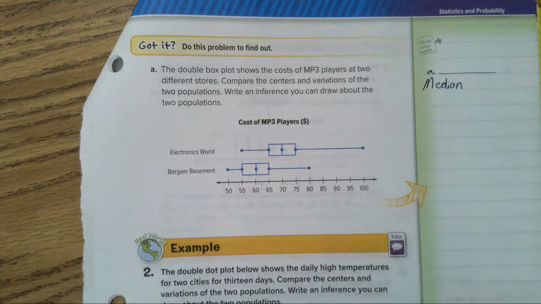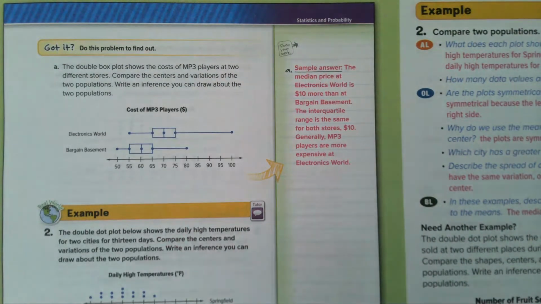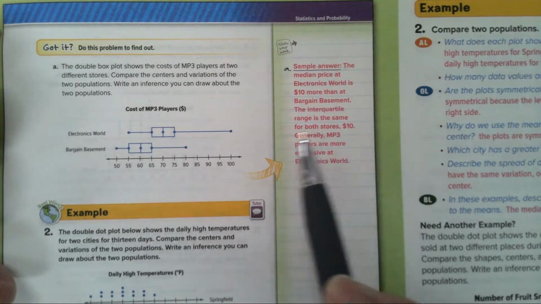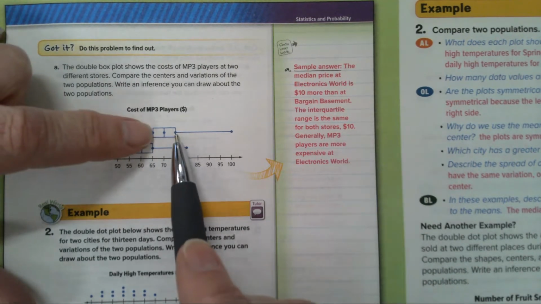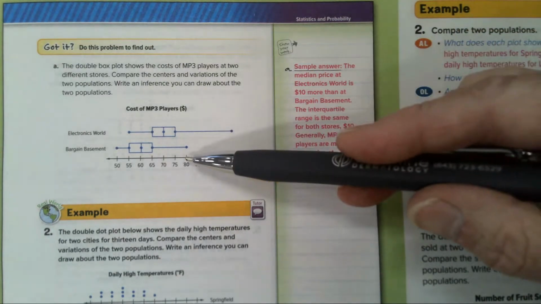And a statement that you could have for your answer: the median price at Electronics World is $10 more than the Bargain Basement. That's an inference. That's a statement. Another statement: the interquartile range is the same for both stores. The size of the box for both stores is $10. Generally, MP3 players are more expensive at Electronics World. So at Electronics World, they cost more than they do at Bargain Basement.